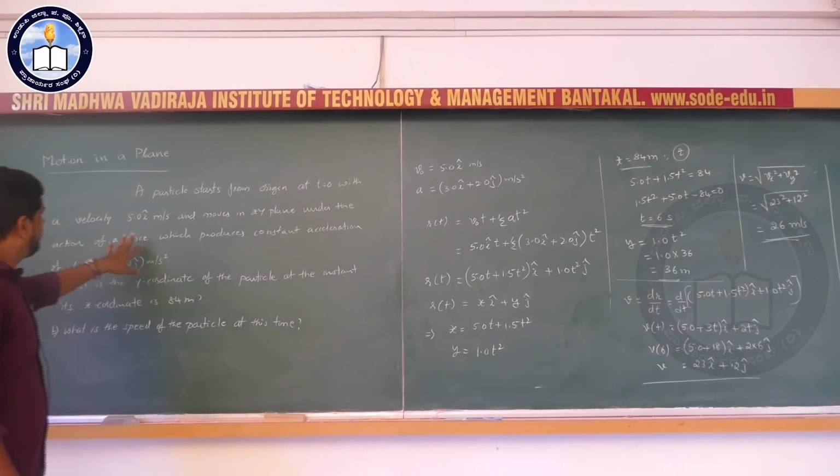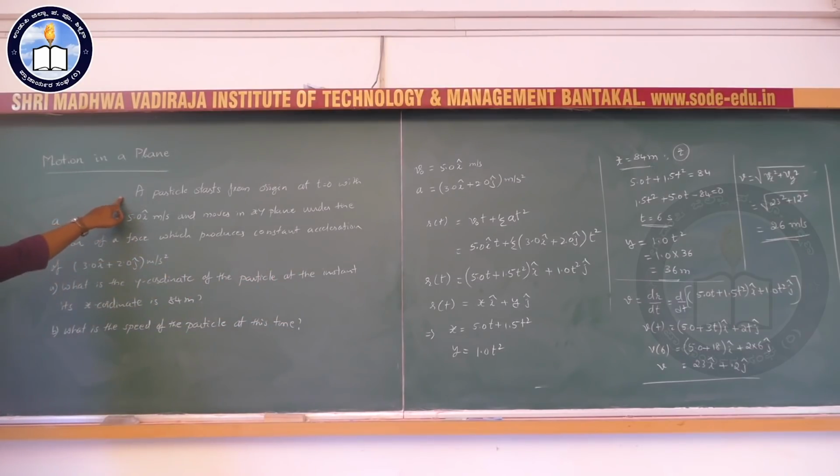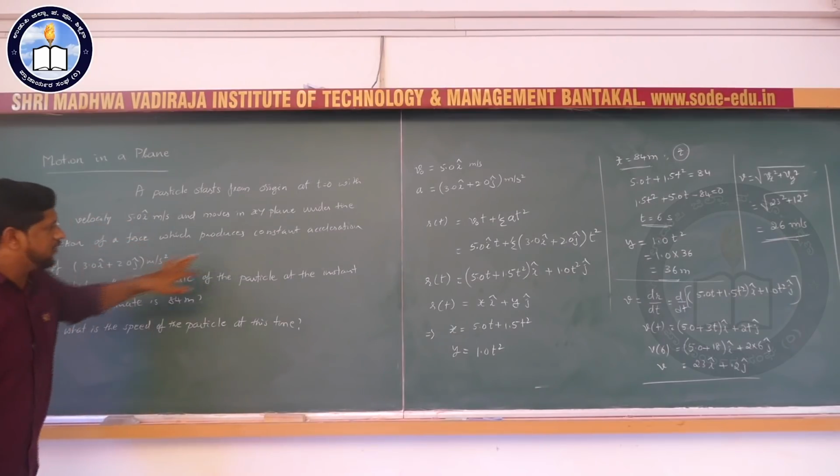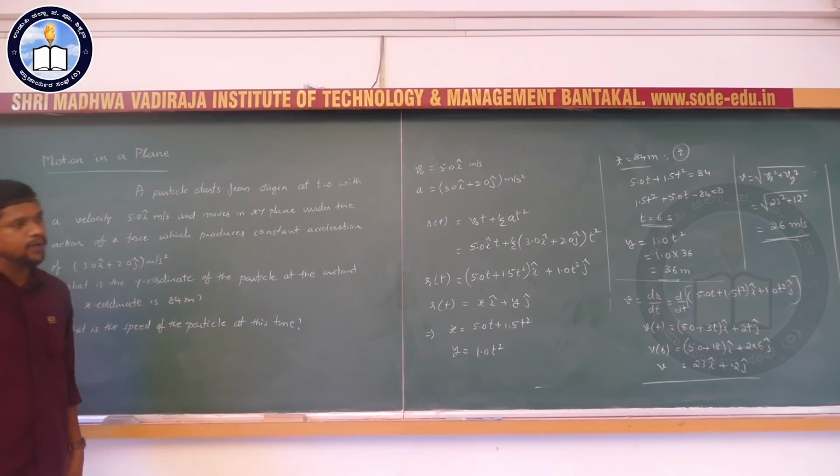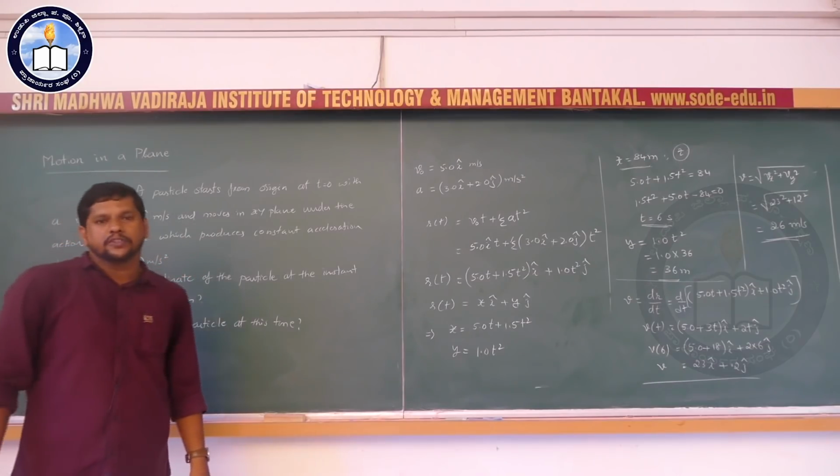So, here this particle, which has a constant acceleration, at the instant when its x coordinate becomes 84 meter after t is equal to 6 seconds, at that time the y component will be equal to 36 meter, and at the same time, when t is equal to 6, it is moving with a speed equal to 26 meter per second.